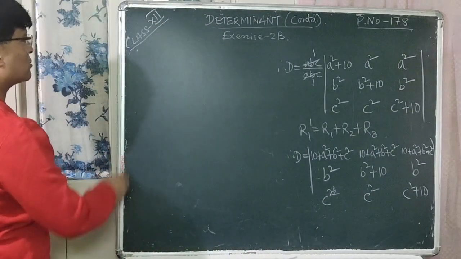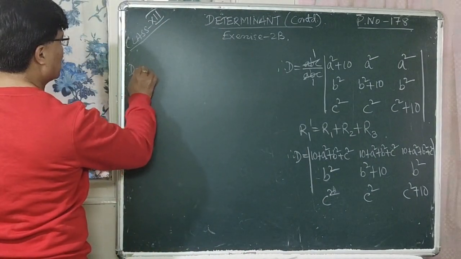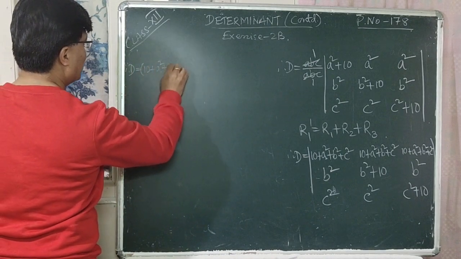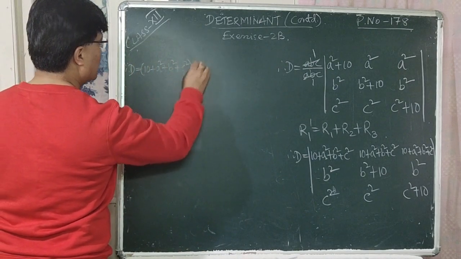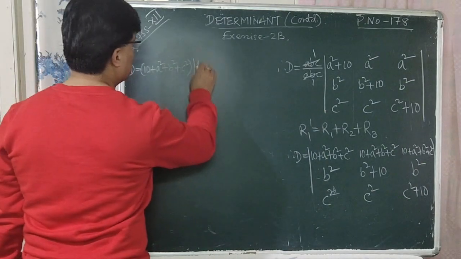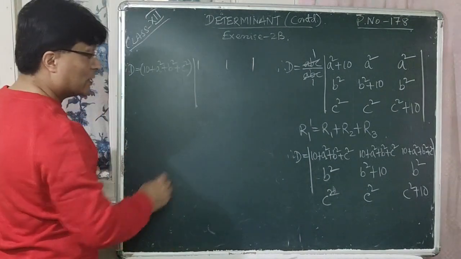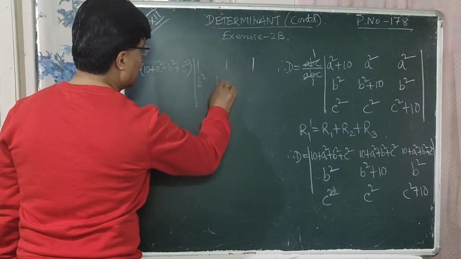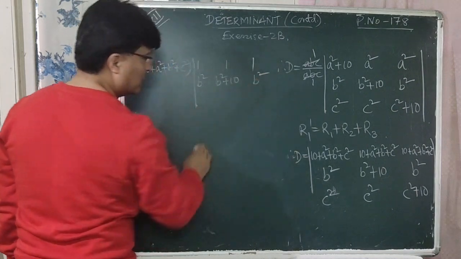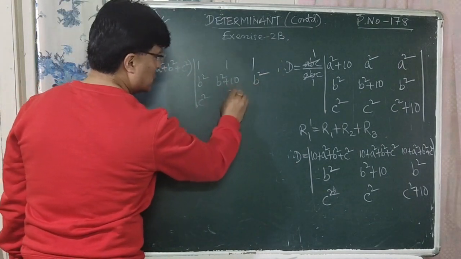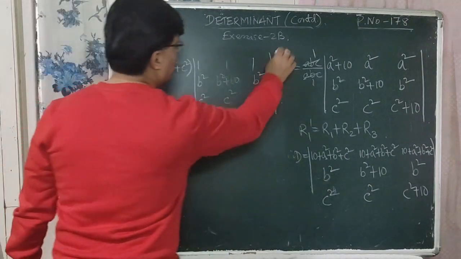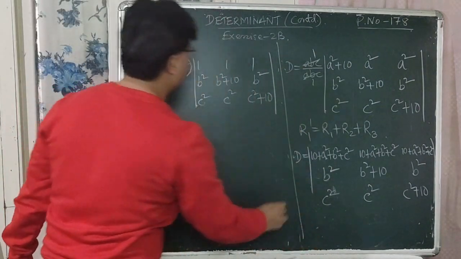Now you can take common outside. Therefore D is equal to, what is common here? 10 plus A square plus B square plus C square is taken common. So what is the first row now? It is 1, 1, 1. New first row. What is the second row? B square plus 10. Then it is B square. Next, C square. Then it is C square plus 10. Is that clear now?